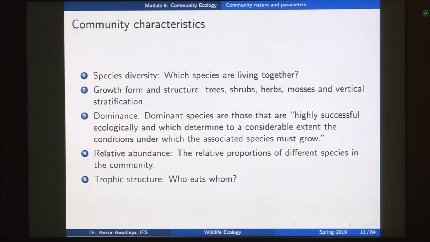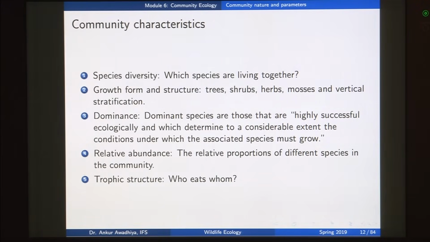The third characteristic is the dominant species. Now, dominant species are those that are highly successful ecologically and which determine to a considerable extent the conditions under which the associated species must grow. Now, when we talk about a dominant species, if you go to a sal forest, you will say that sal is a dominant species, because that is determining the characteristics of the sal forest, because you have so many tall sal plants in that area.